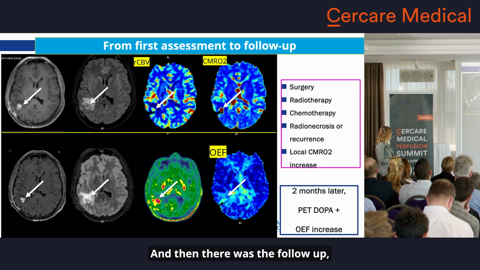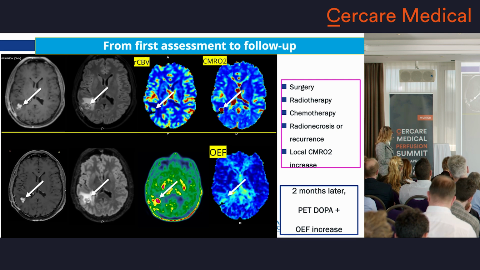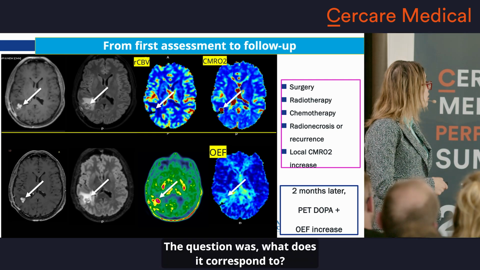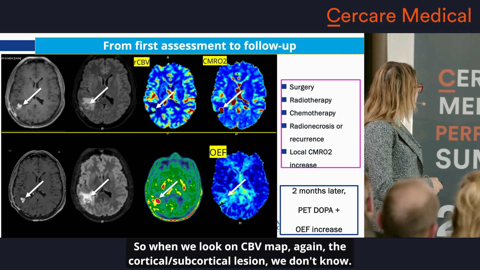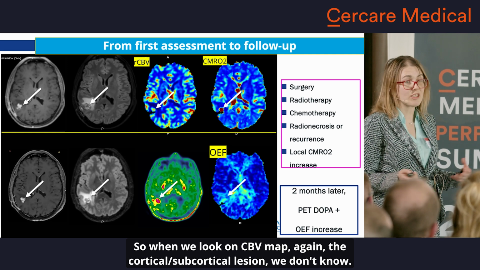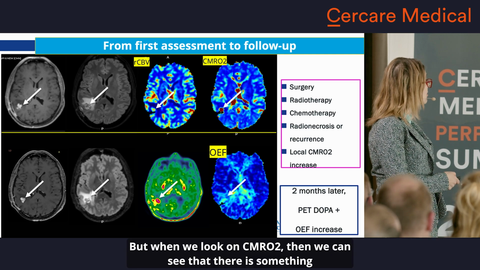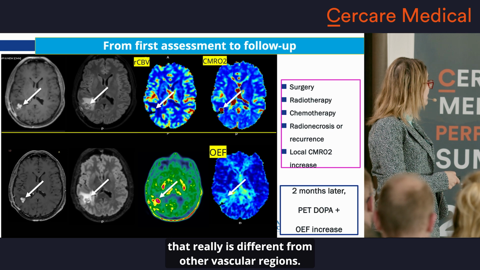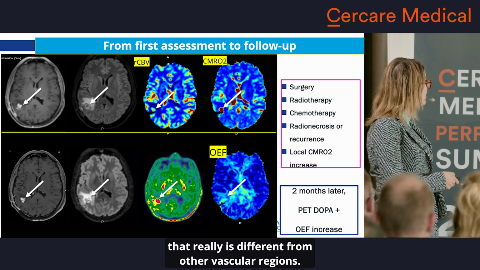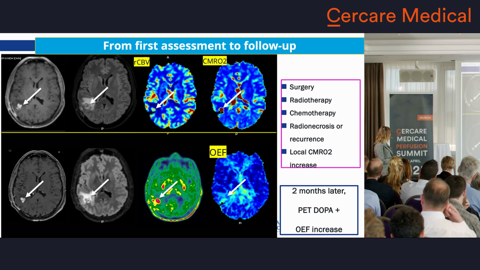And then there was the follow-up, where we had this contrast enhancement that appeared. The question was what this corresponds to. When we look on CBV map, again, cortical lesion, we don't know. But when we look on CMRO2, then we can see that there is something that really is different from other vascular regions, and maybe there is something happening here.